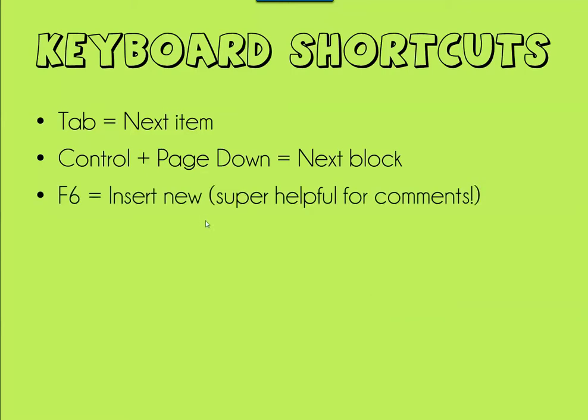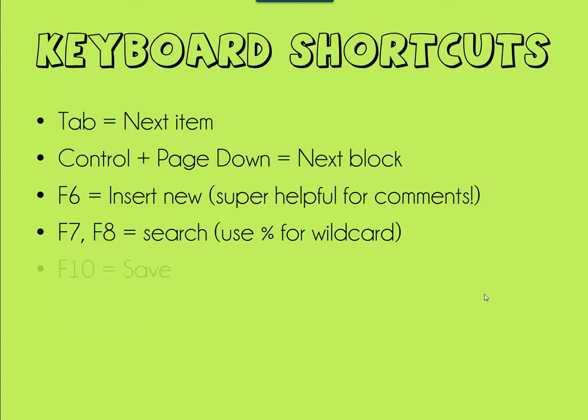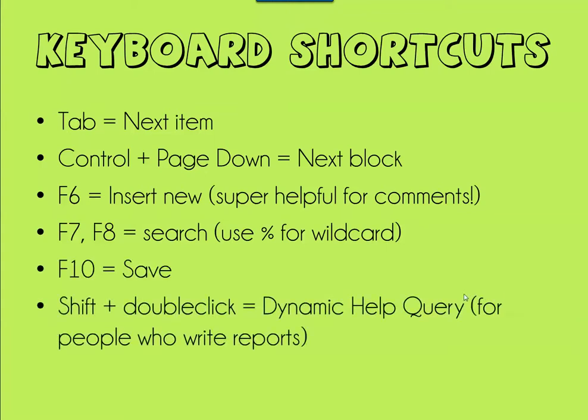F6 is insert a new record, so if you'd like to leave a comment by using your keyboard, you just hit F6 and it will insert a new comment. F7 you use to start a search, then F8 you can use to execute the search. F10 would be save changes. And then, if you are one of the lucky few in the office that actually write Argos reports, you can shift and double-click into any field and find the name of the table through dynamic help query. So that's really helpful if you write Argos reports.